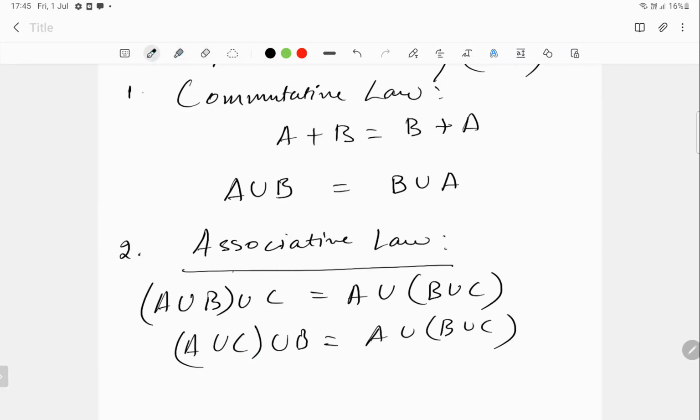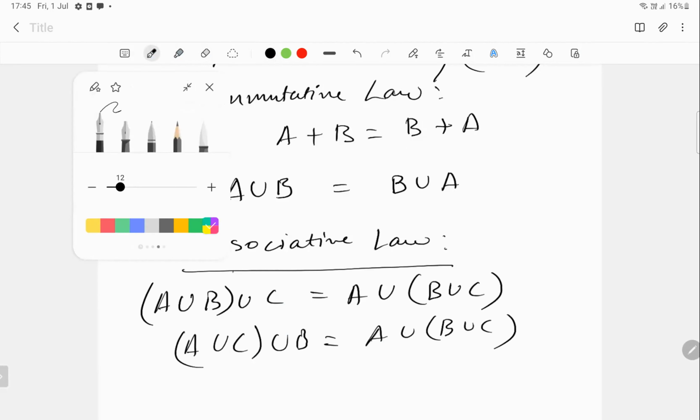What other law is there? The distributive law we cannot always follow now, because multiplication will come into the picture, and we haven't studied multiplication of sets.